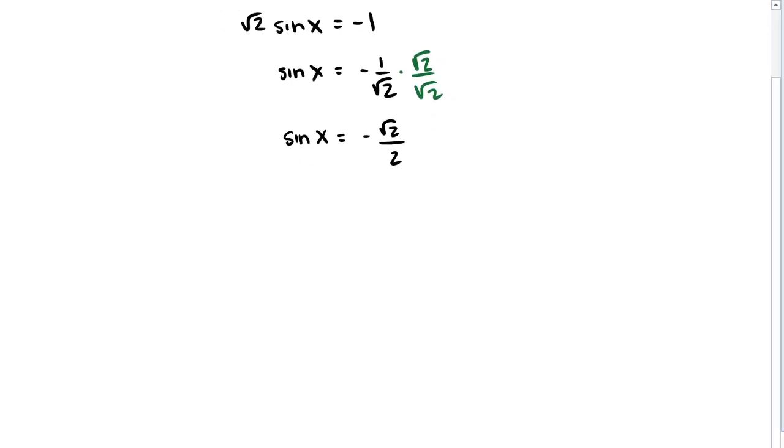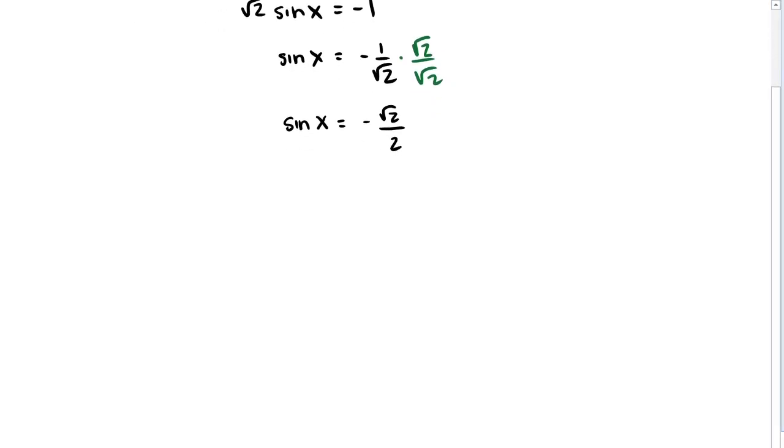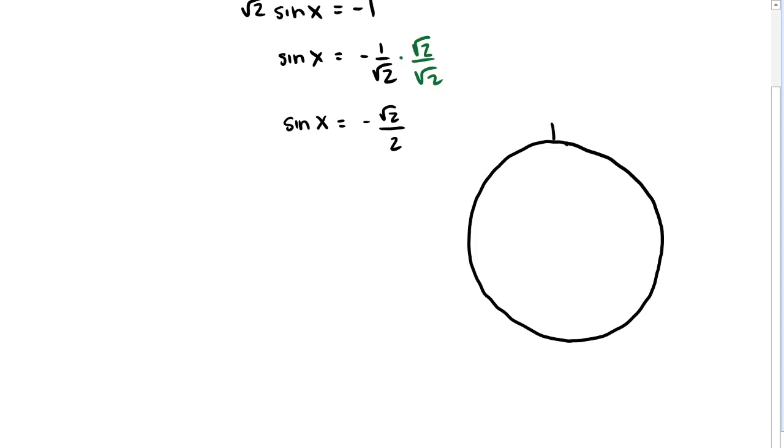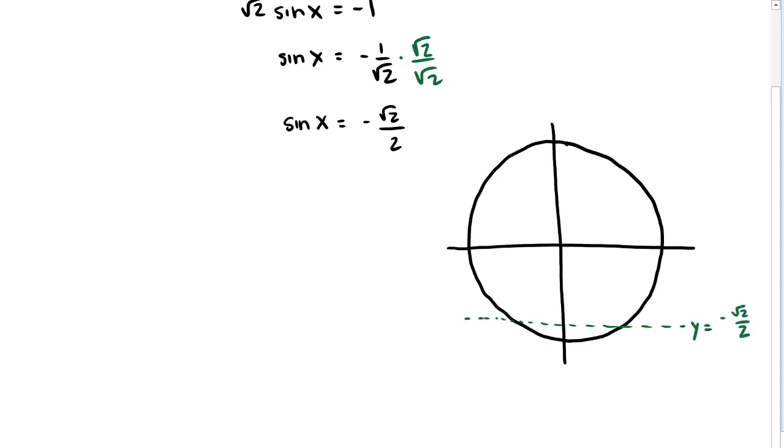Right, to our 45, 45, 90 triangle. And so if we draw out the unit circle, then what we really want to do is find all of the angles that lead us to a y-coordinate of negative square root of 2 over 2. In other words, we want to find any angle that leads us to either of these points.